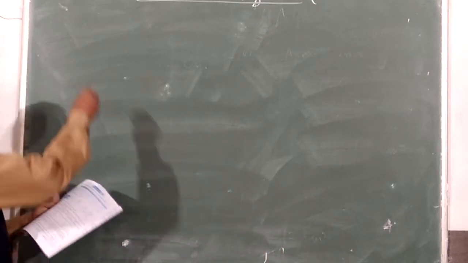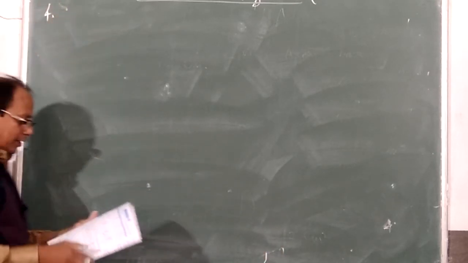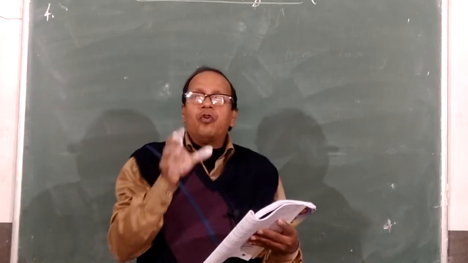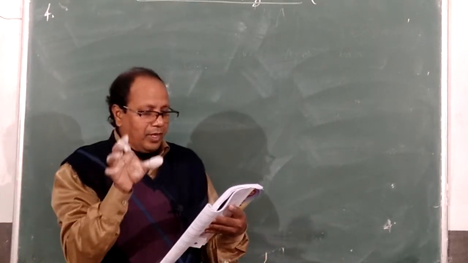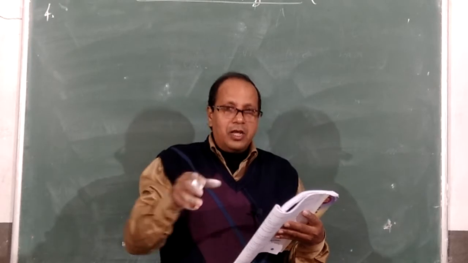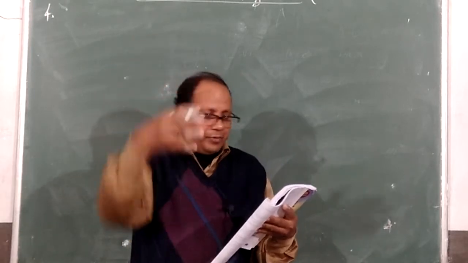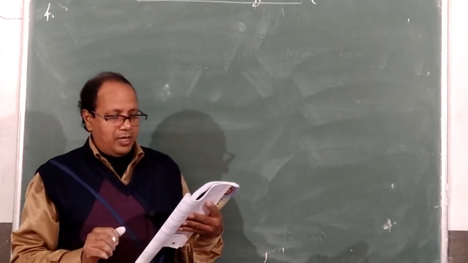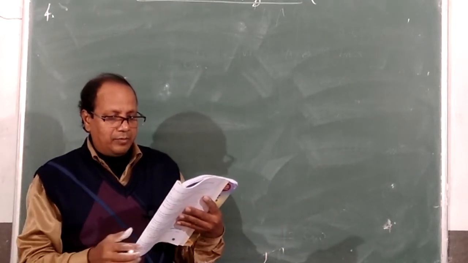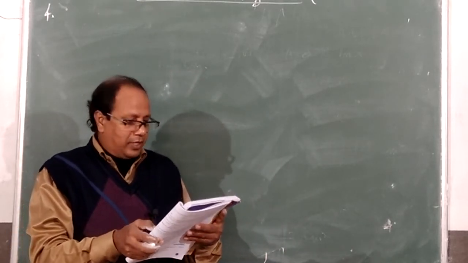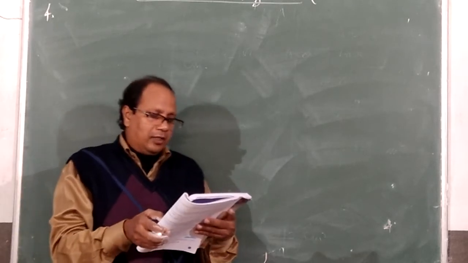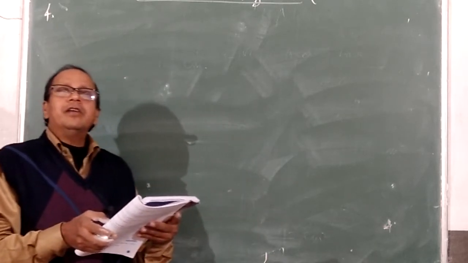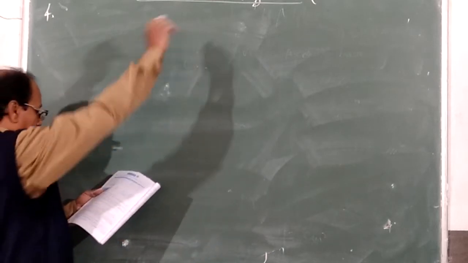Question number 4 here. Let me read out the question. A closed circular cylinder, closed means there is top, there is base, has diameter 20 centimeter and height 30 centimeter. Find the total surface area of the cylinder. Here you take the value of pi 3.14. Right. So let's start.